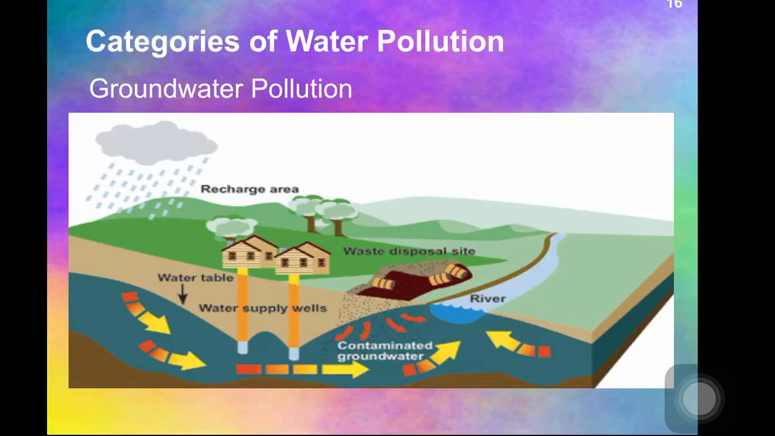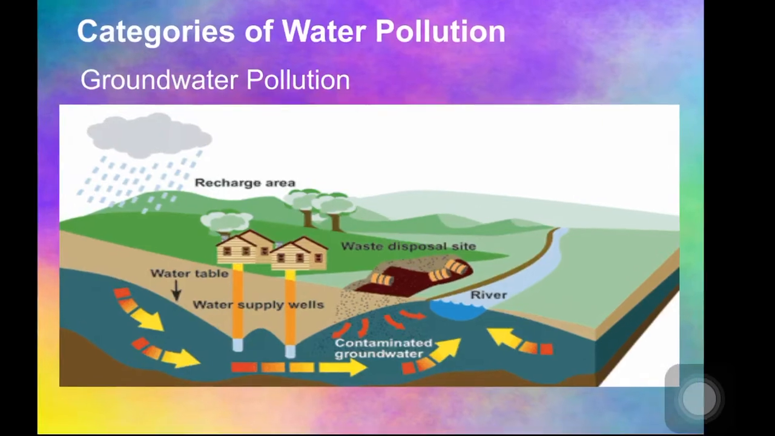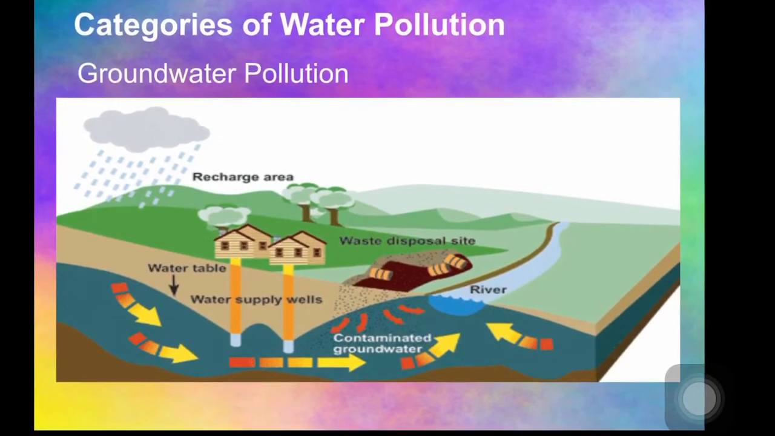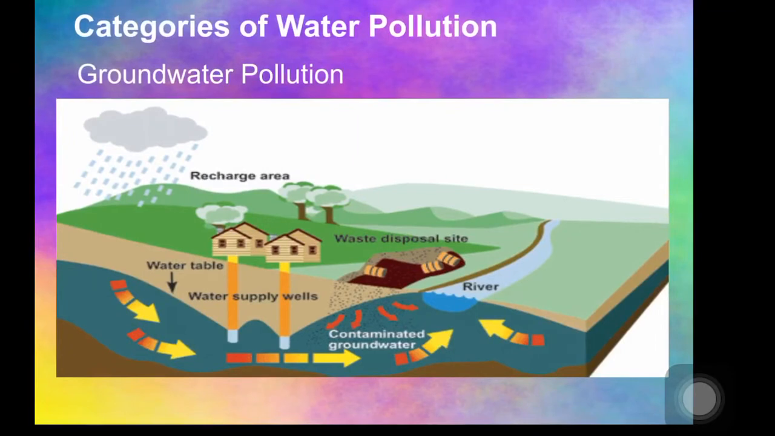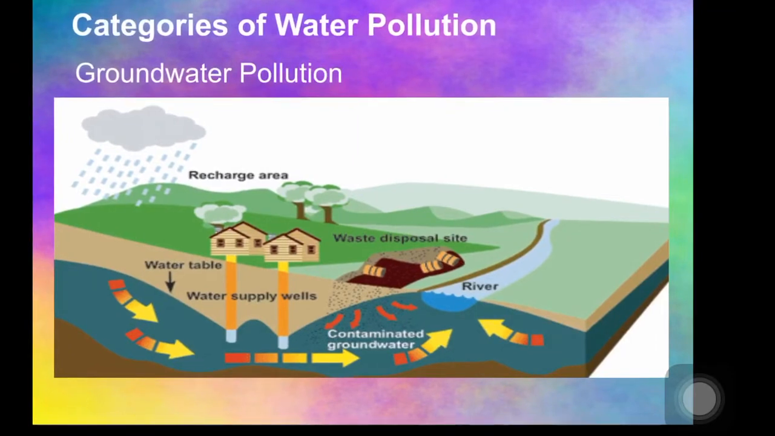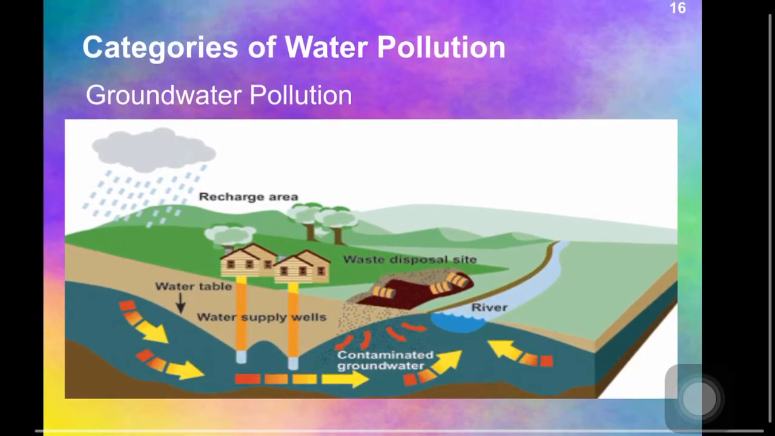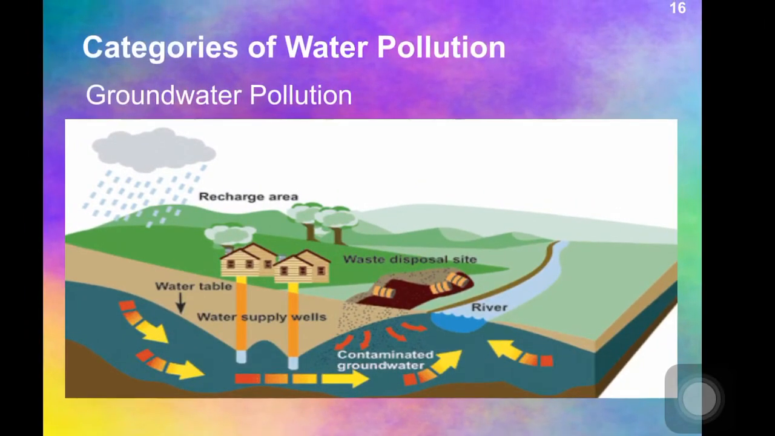Now let's see the categories of water pollution. The first one is groundwater pollution. When rain falls and seeps deep into the earth, filling the cracks and pore spaces of an aquifer, places of the earth or land, it becomes groundwater, one of our least visible but most important natural resources.